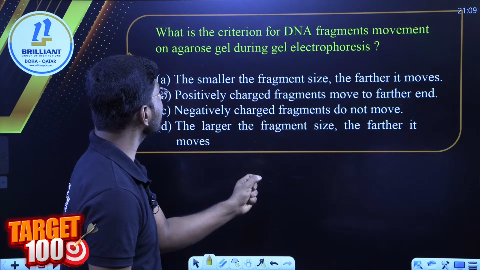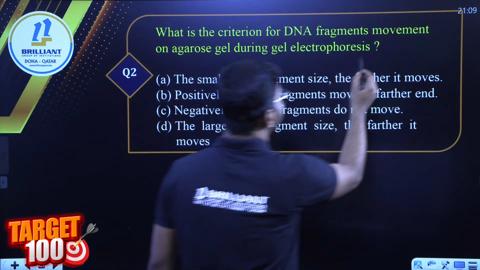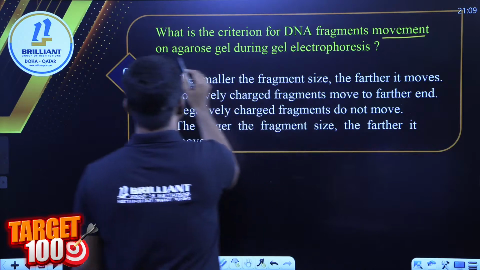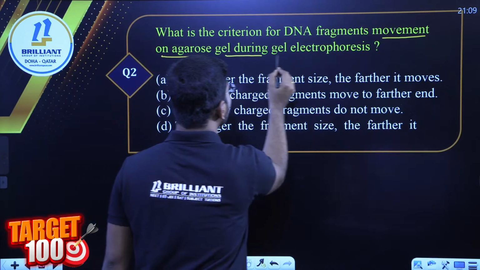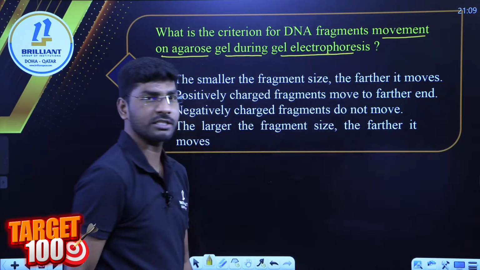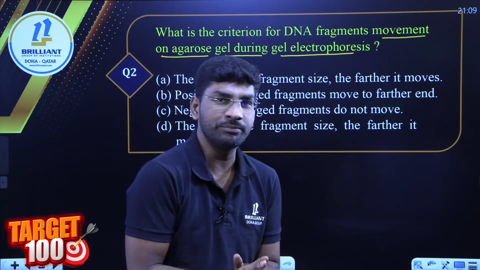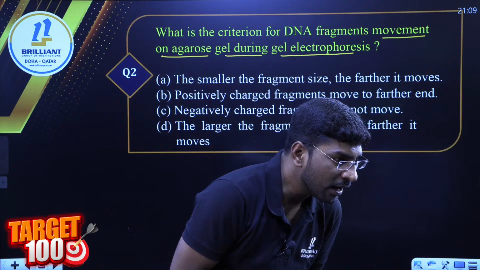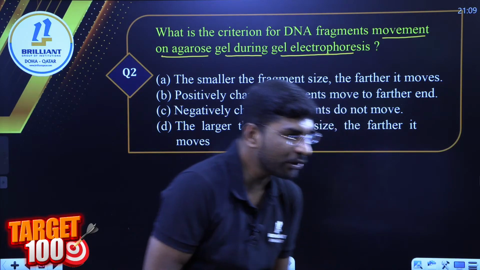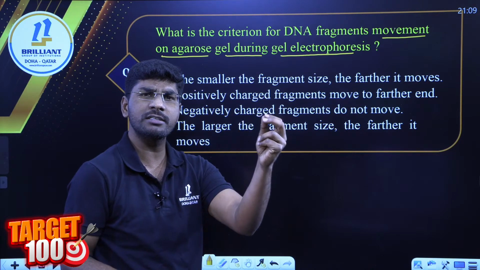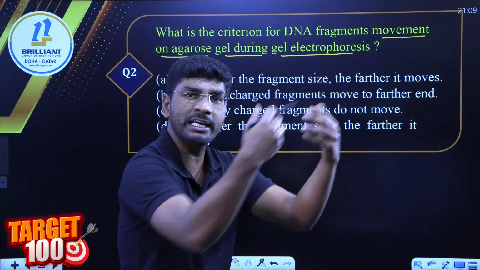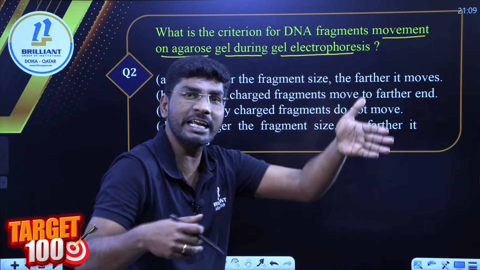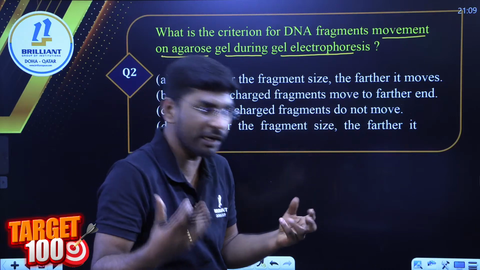What is the criterion for the DNA fragments' movement on agarose gel during gel electrophoresis? What exactly is the criterion? Any one of you? Pavitra, Raina, Ala, Ganga, any one of you? There is a small criterion, the movement of a DNA particle from one to another, that means negative to positive.